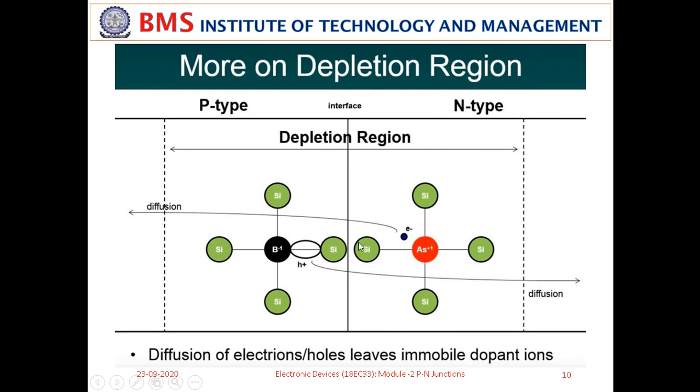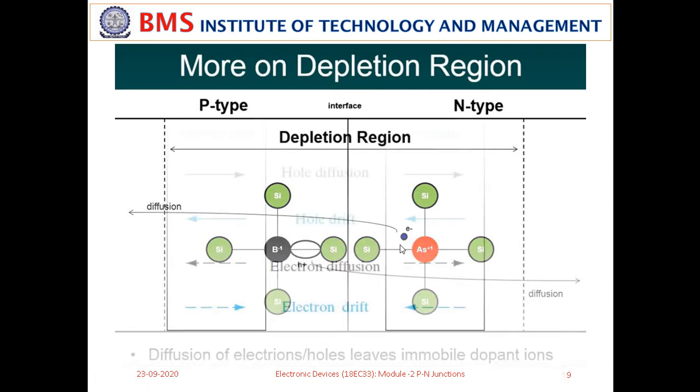So here you can see at equilibrium, net positive dopant ions on the n side and negative dopant ions on the p side. This is what happens at equilibrium conditions. Any questions about that? I hope you understood the movement of electrons and holes in the depletion region.